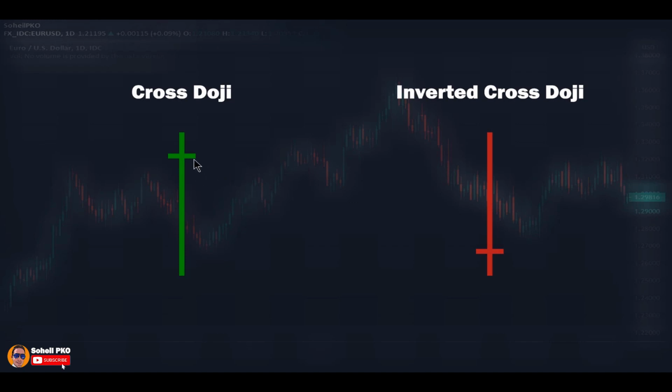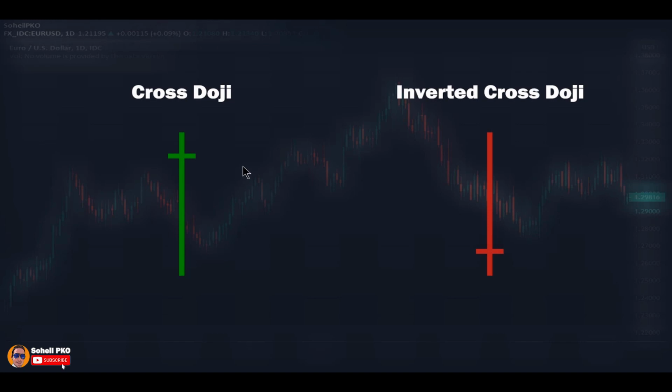Cross doji and inverted cross doji. Cross doji is similar to hammer and hanging man, and inverted cross doji is similar to inverted hammer and shooting star. The only difference is that here in cross doji and inverted cross doji, the open and close are approximately equal and we don't have any activity between open and close, which shows a greater amount of indecision. So cross doji and inverted cross doji are more significant in giving possibilities for a change in the direction of the price, and they can be considered the ideal version of those candles.